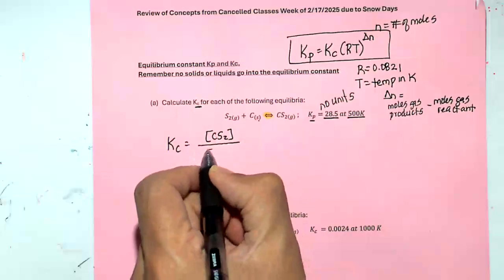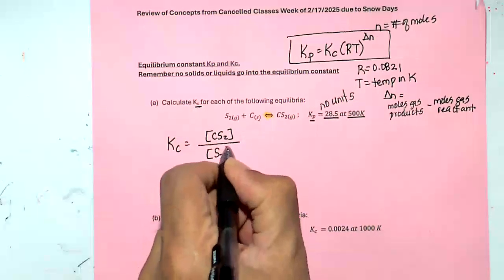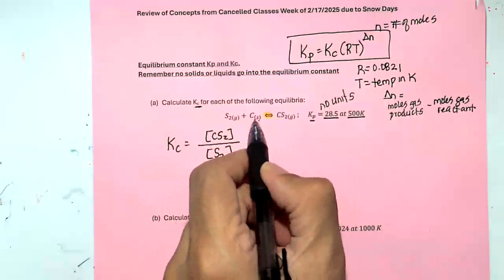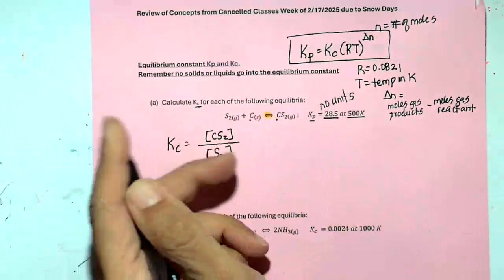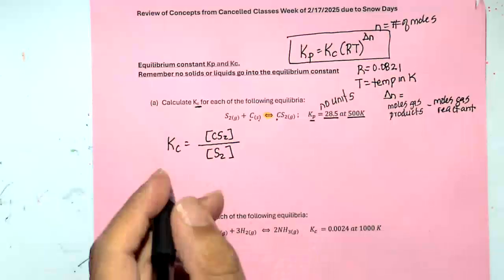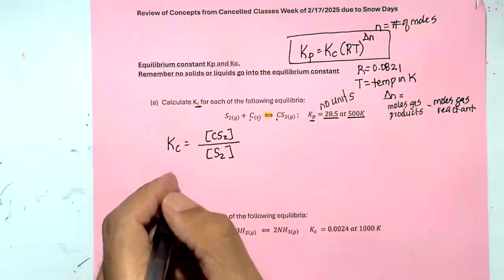Products over reactants. What's my other reactant? S2. Is this balanced? One carbon, one carbon. Yeah, two sulfurs, two sulfurs. So that's what this is.